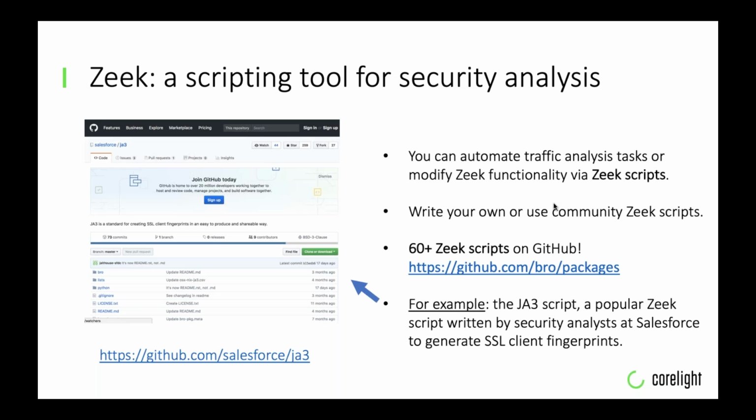There are a bunch of scripts out there in the Zeek community: 60 plus scripts on GitHub and in the package manager. You can go out and see what someone's created and expand upon it if you need to, or use it as is and run with it, which is really nice.